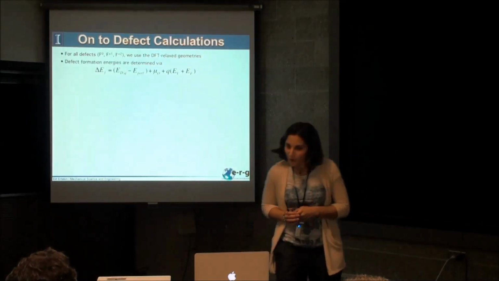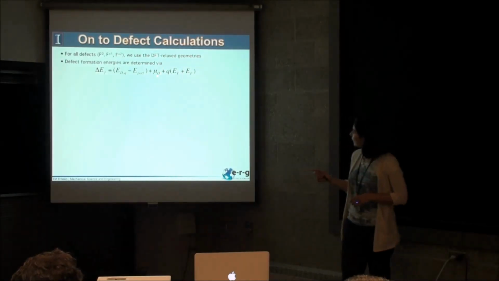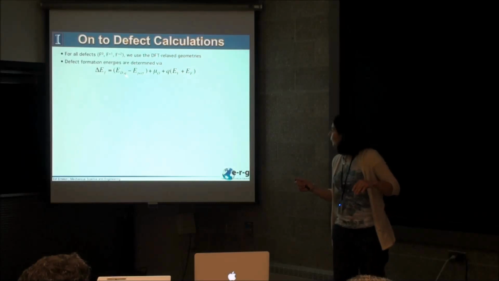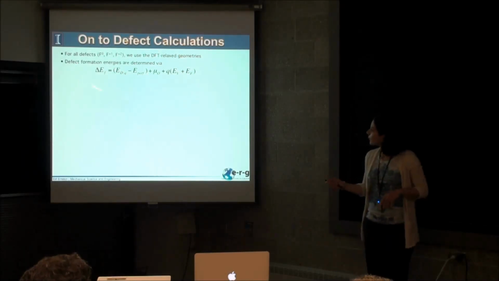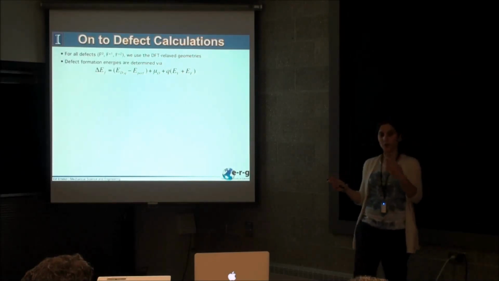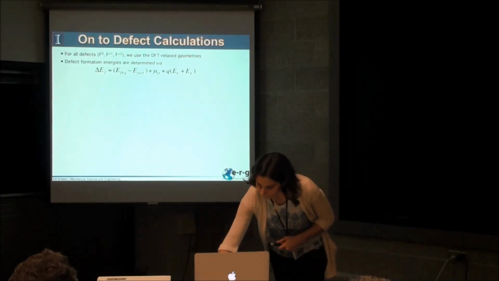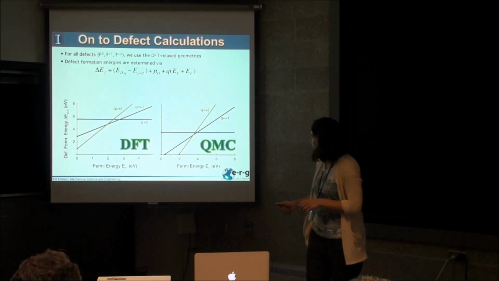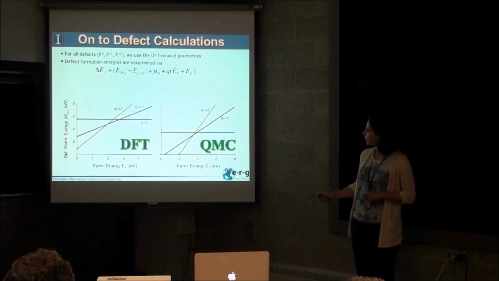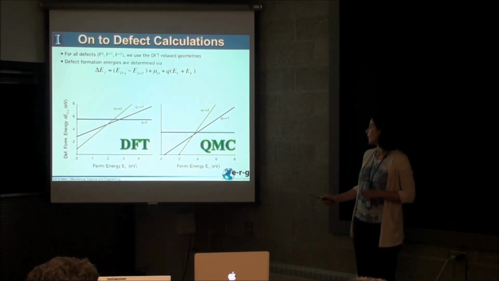And then I use those DFT to obtain the orbitals, and I use those as my starting guess for the QMC trial wave function. And I compute those defect formation energies then using the standard equation for these energies. And here, now, is a comparison of the DFT predicted and QMC predicted defect formation energy for the neutral and the positively charged oxygen vacancies in magnesium oxide.